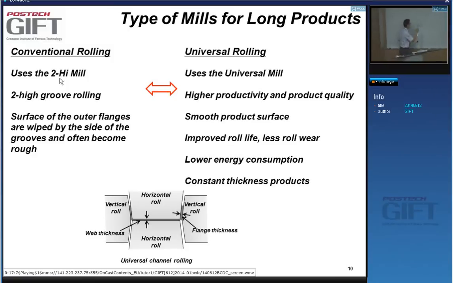And you have also grooved rolls. As a consequence, the surface quality is not so good because the outer flanges are wiped by the sides of the grooves and become rough. So the way you make this shape is by having grooved rolls, grooved roll like this. And you get friction on this side.